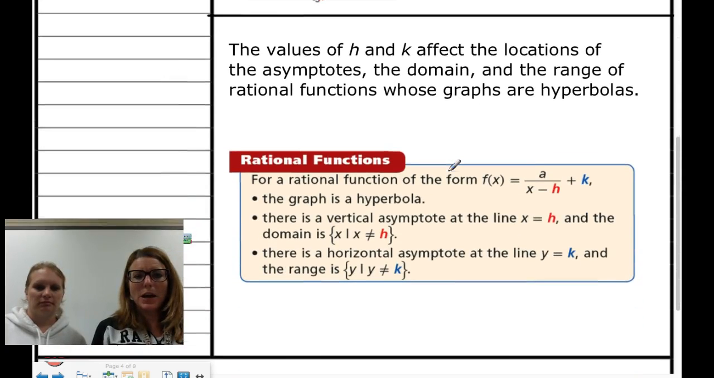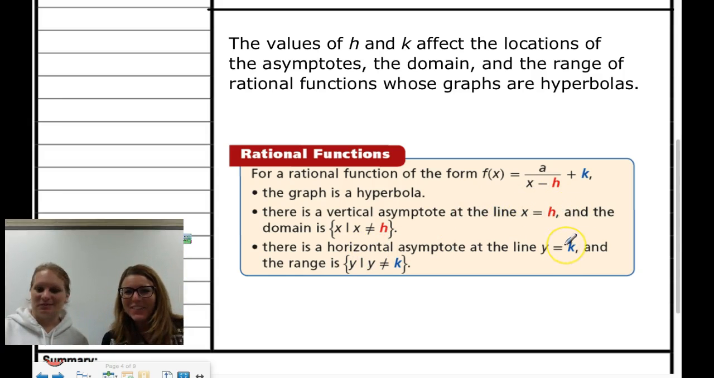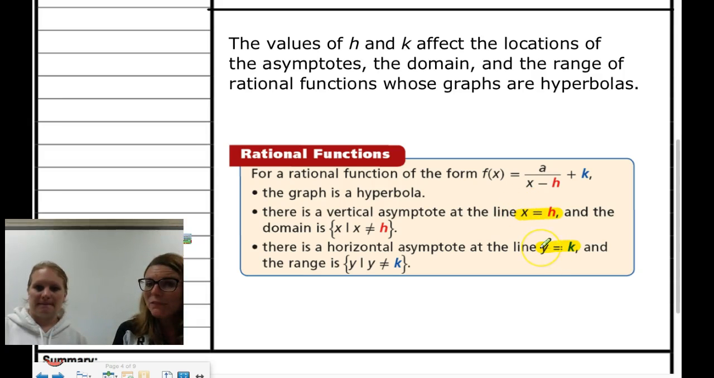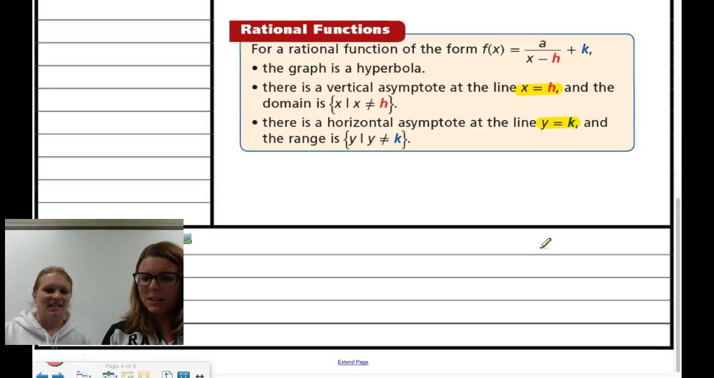Let's go here now. This is what you just talked about. The vertical asymptote is x equals h. Horizontal, y equals k. That's exactly right. So the values of h and k affect the locations of the asymptotes, the domain, and the range. Exactly, and so therefore, exactly what I said in the last screen.